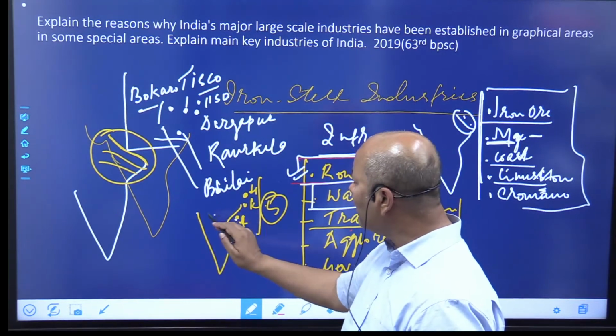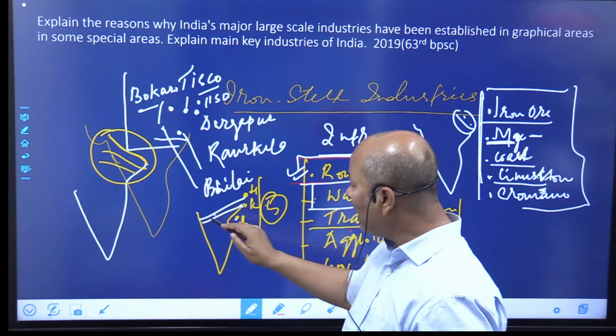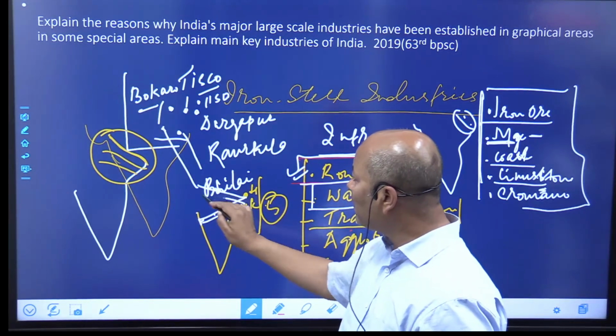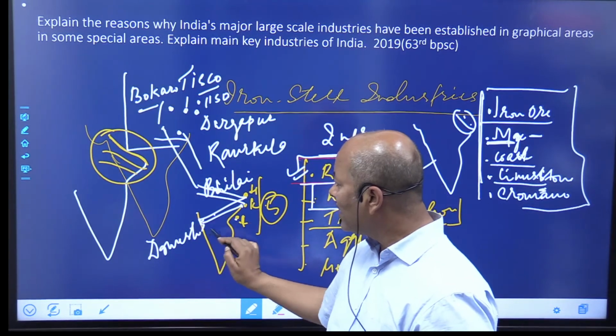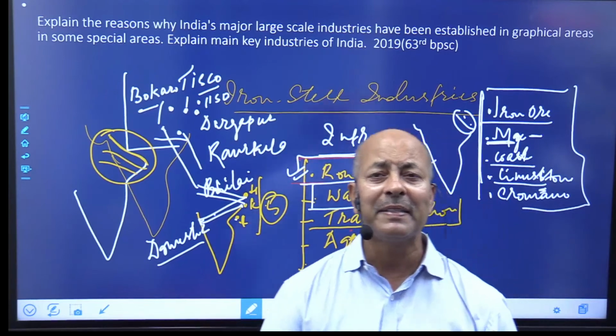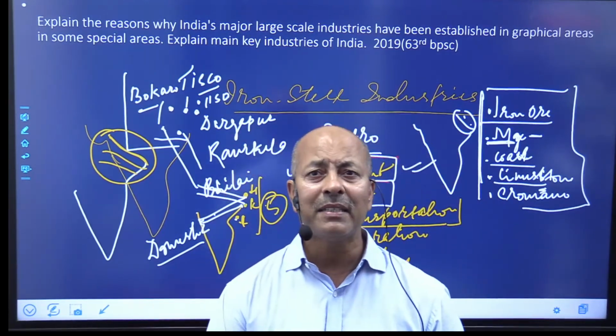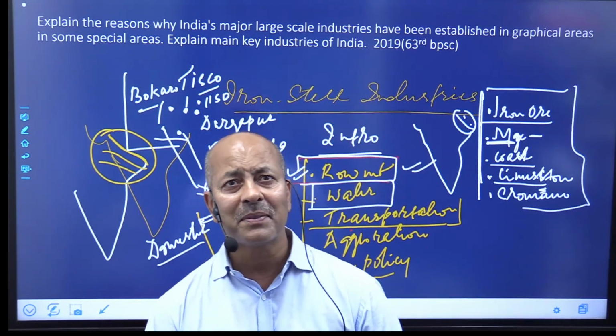At the same time, it is well connected by railways and roads to Delhi and Calcutta. It provides for domestic trade, so it is for domestic consumption. In both cases, transportation plays a major role in the development of the northeastern plateaus.